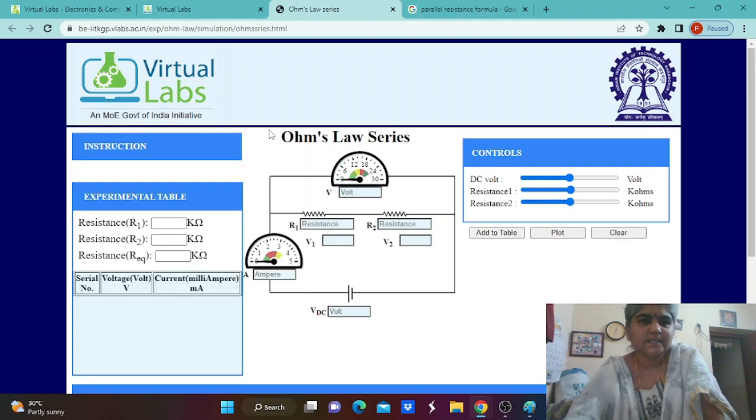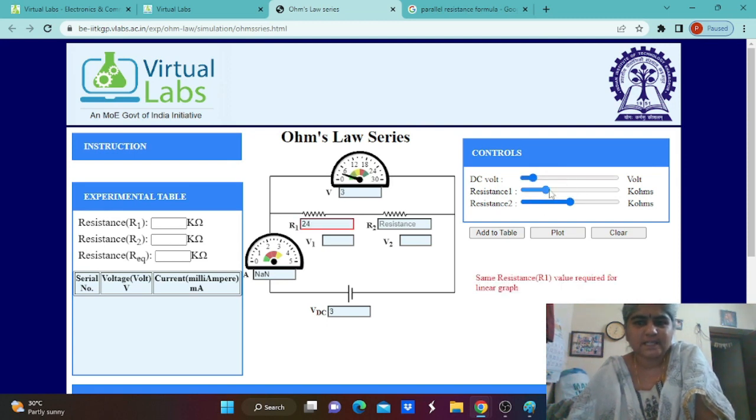Let us consider this virtual lab. Here two resistors, R1 and R2, are connected in series, and the voltmeter is connected in parallel with these two resistances, and the ammeter is connected in series. So now we can verify the Ohm's law concept. Here we can set the DC voltage. So let us set the DC voltage value equal to 5.